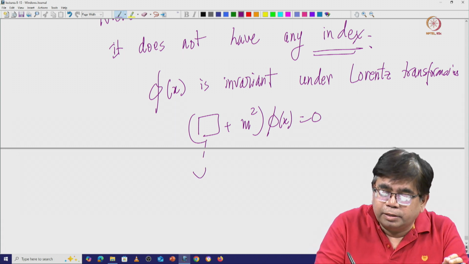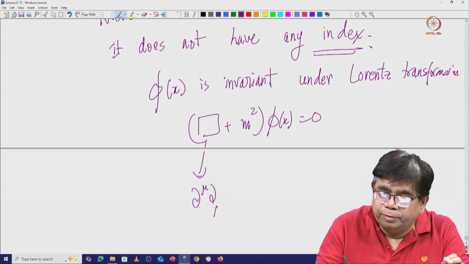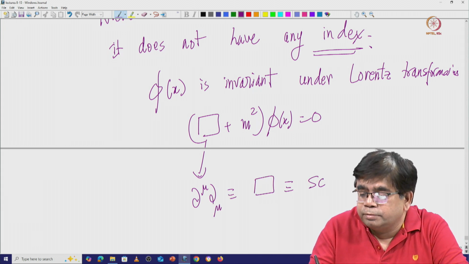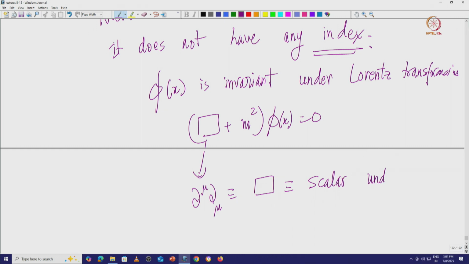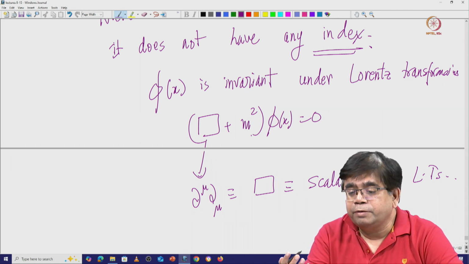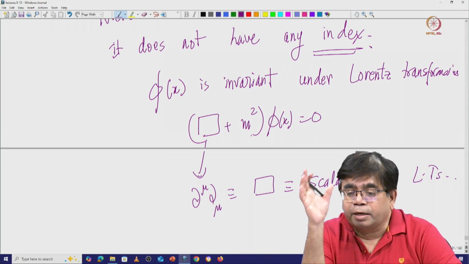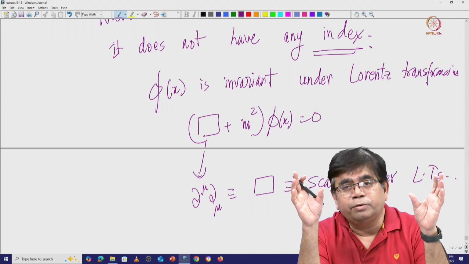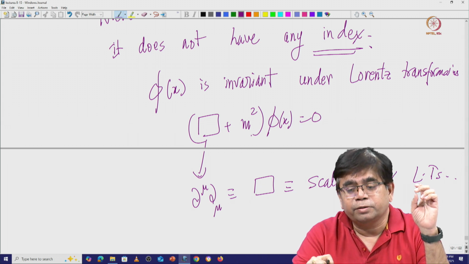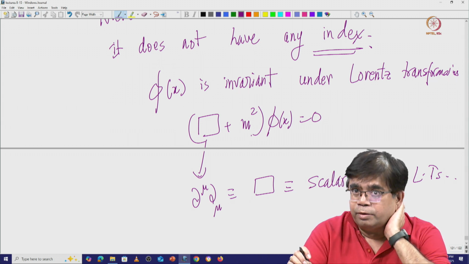Box is Lorentz invariant because it is del_mu del^mu; this is equal to box, a scalar under Lorentz transformations. So this is an invariant quantity. m squared is also a scalar quantity; it's not a vector, so it's invariant. So the Klein-Gordon equation is constructed directly with invariant quantities, and the solution, the wave function, is also an invariant quantity under Lorentz transformations.